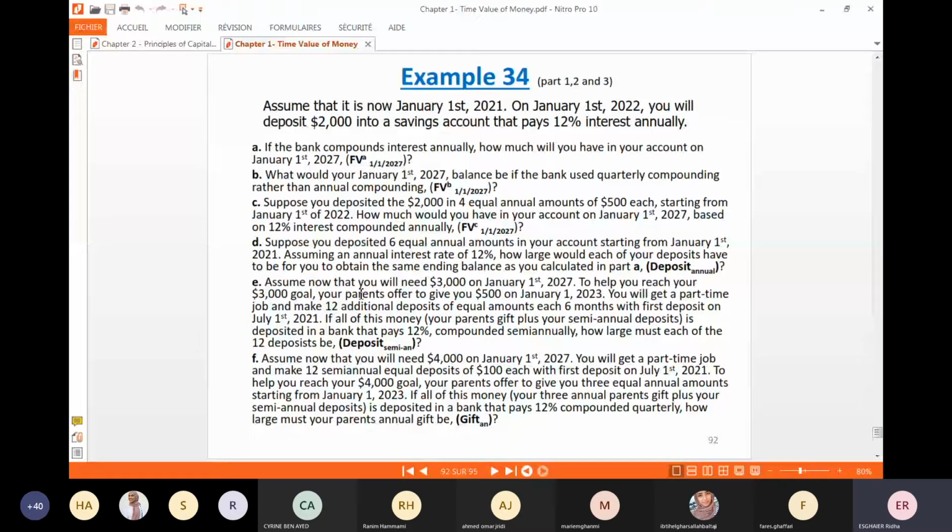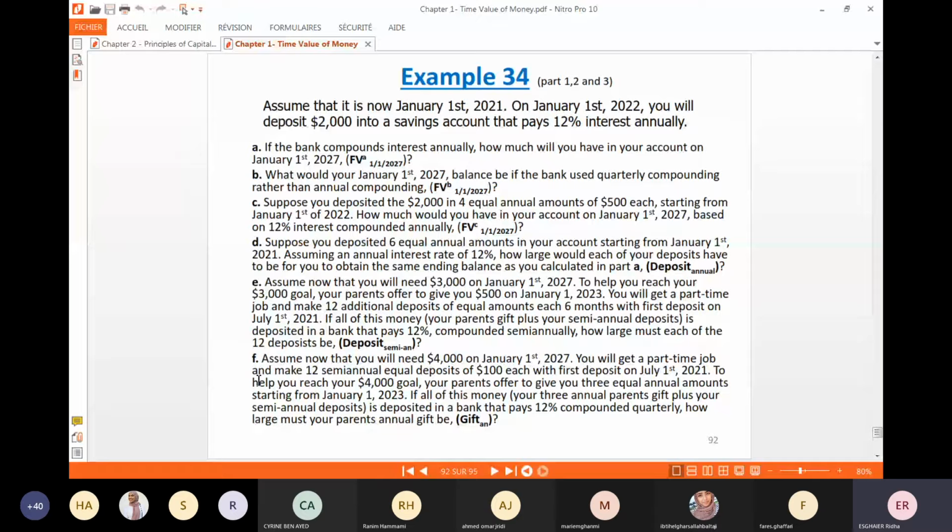An important application اللي قلت لكم اخدموه في الدار باش تحاولوا تعرفوا التريكس والمشاكل وين. لا علينا. Example 34. Assume that it is now January 1st, 2021. On January 1st, 2022, you will deposit $2,000 into a savings account that pays 20% interest annually.